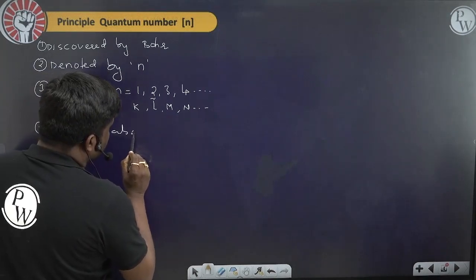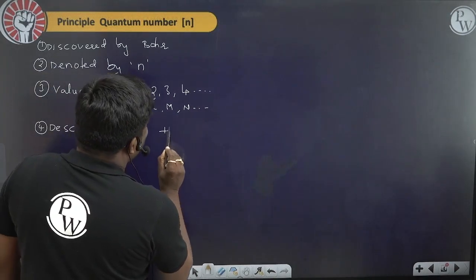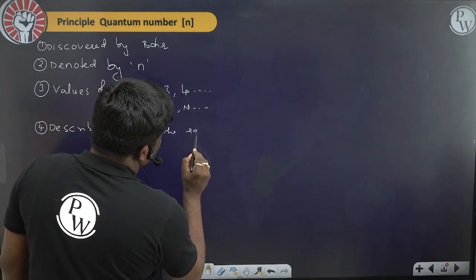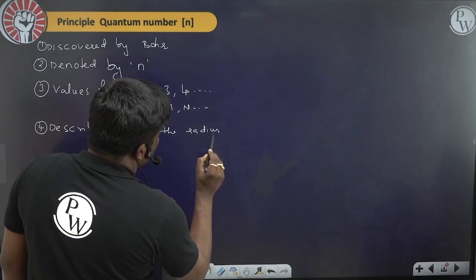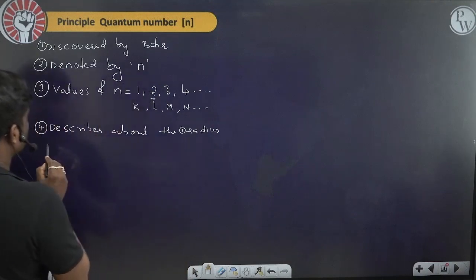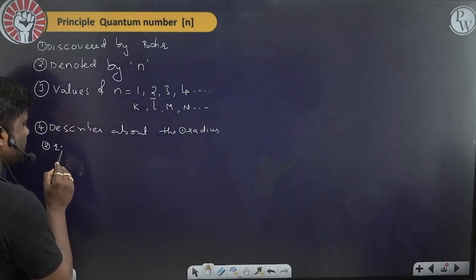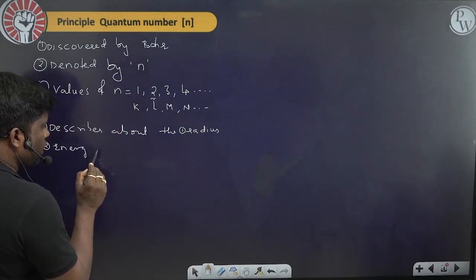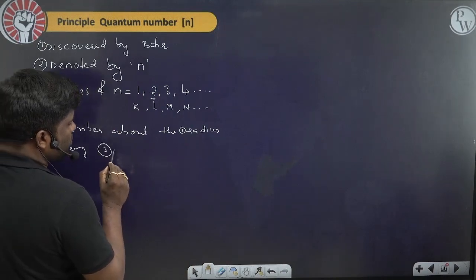The fourth point: it gives information or describes the radius of the orbit. It describes the energy of the orbit. It describes the velocity.